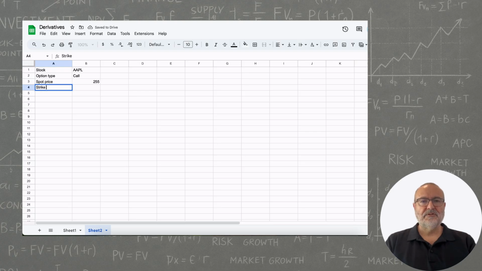Our strike price is $260 for this example. Our current option price is $4.50. Our maturity date is October 17th. We will enter a single contract.